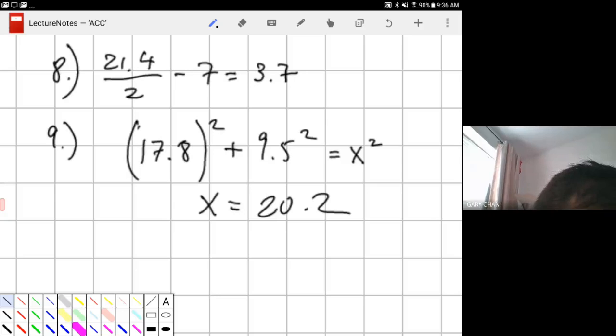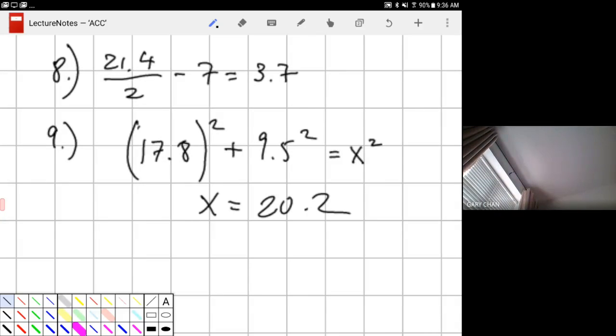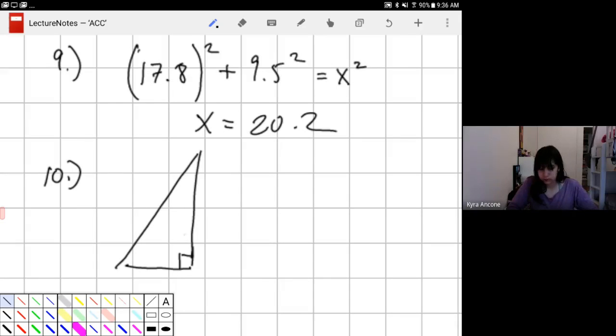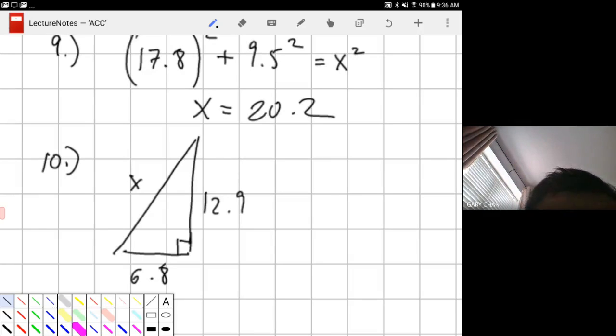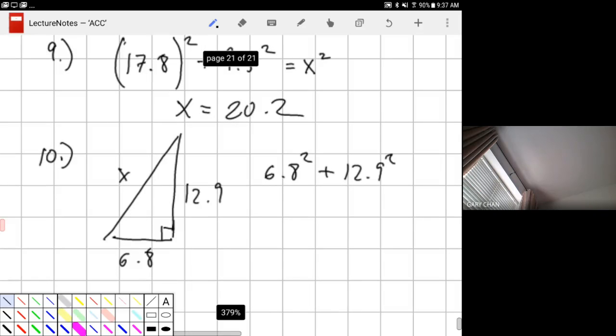You're asked to find out what x is here. So the diagram just got a little more confusing, but it's all the same. Do you guys see that we're dealing with, again, a right triangle where the legs are 6.8 and 12.9? This is number 10. This is x, this is 6.8, and this is 12.9. So x is the hypotenuse again. So we have 6.8 squared plus 12.9 squared equal to x squared.